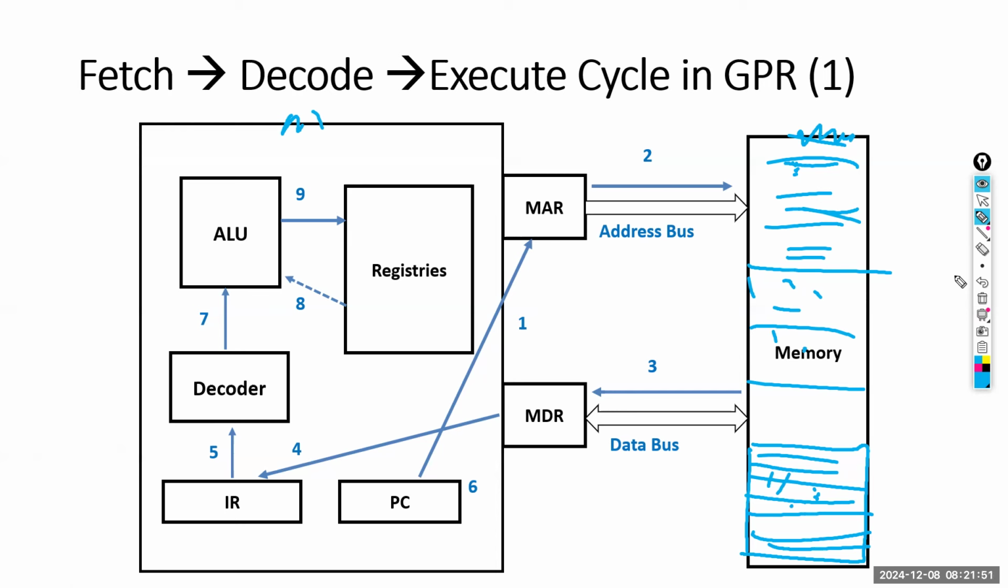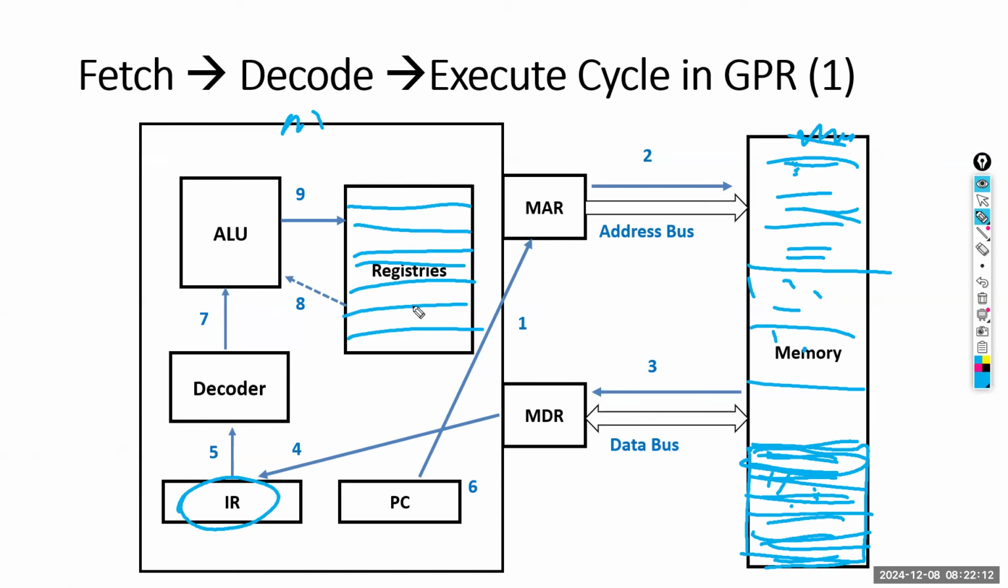Right. So this is my program. It has a set of assembly instructions. The first thing is, the first instruction is loaded into the instruction registry. Basically, these are the data registries, the general purpose registries. Usually we have about 10, 20, 30, 40 registries in a computer.